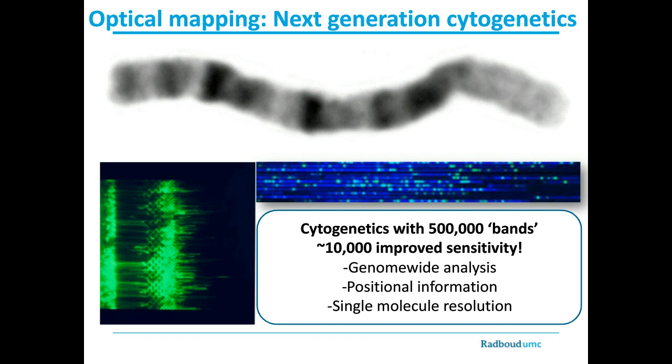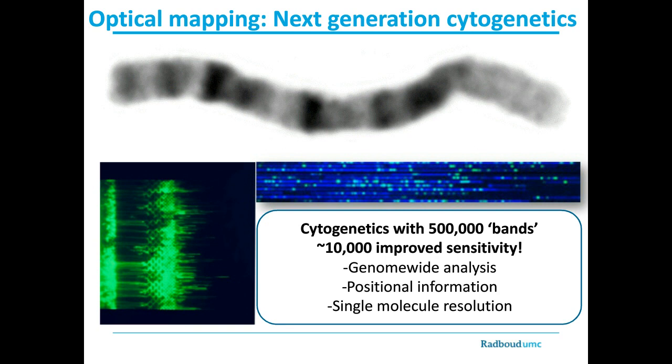That's why I sometimes also refer to this as next generation cytogenetics, because the output of the Bionano gives us a cytogenetic analysis of a genome with 500,000 bands, and overall a 10,000-fold improved sensitivity compared to classical karyotyping. And it still maintains a lot of the advantages of classical cytogenetics. So we still get a genome-wide analysis, we still can get positional information, and in the best case scenario, we can even reach single molecule resolution. So we're really looking at individual pieces of chromosomes if you look at aberrations.